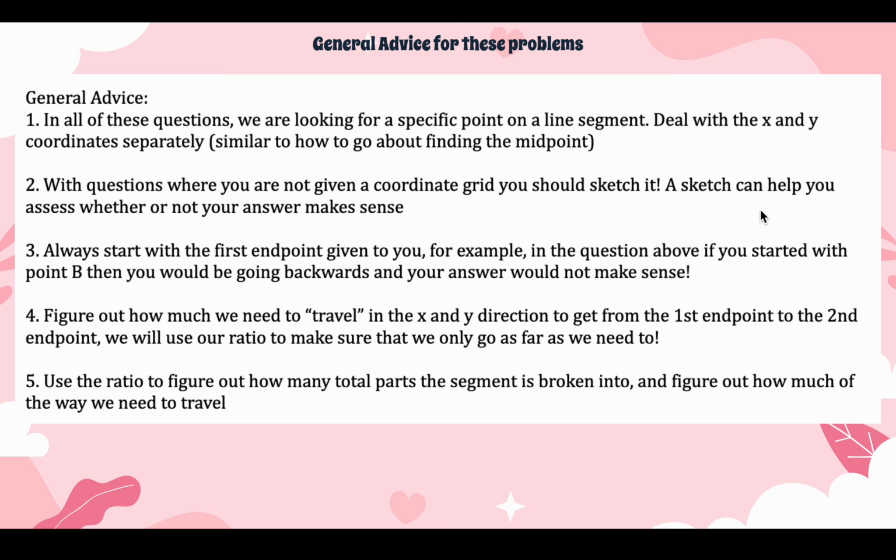So some general advice. In all of these questions, we're looking for a specific point, so we're going to deal with the x and y coordinates separately, similar to how we talked about midpoint. And if we don't have a coordinate grid for the question, you should try to sketch it. On your Regents exam or on a test, you can look for any coordinate grid anywhere on the test except if it's for a short response question. So if there's a multiple choice question with a grid, you can use that grid for whatever question you want, because sometimes a sketch can help you assess whether your answer is correct or not.